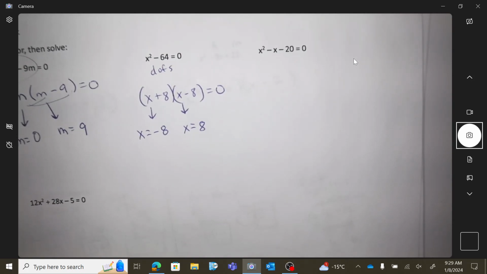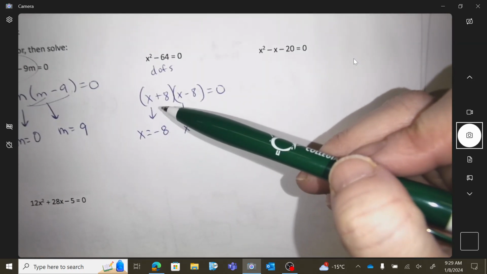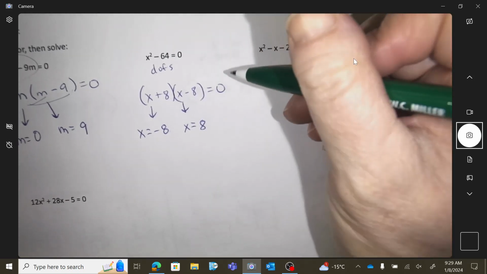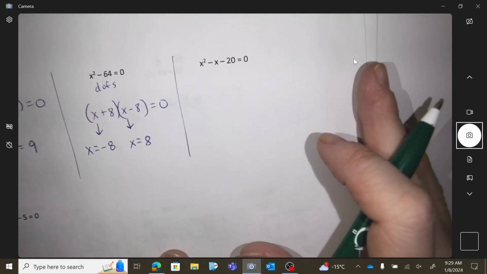So now the final answer is, what kind of value does x need to be to make our multiplier 0? So this one, x would have to be -8 to make the whole bracket 0, and positive 8. Okay, 2 more to go.